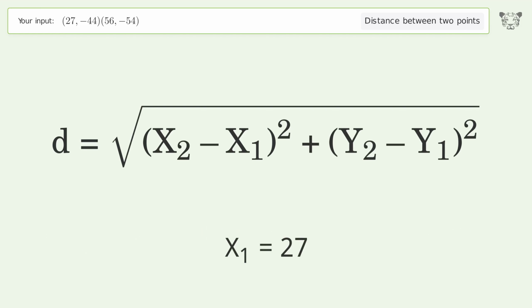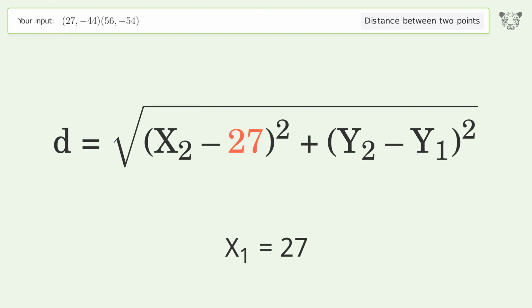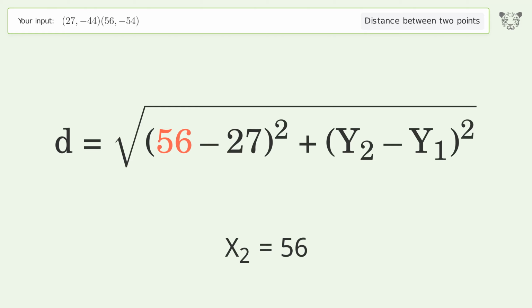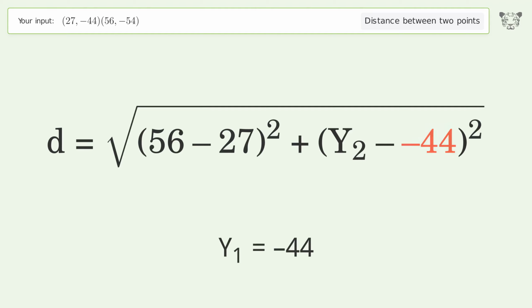x1 equals 27. x2 equals 56. y1 equals negative 44. y2 equals negative 54.